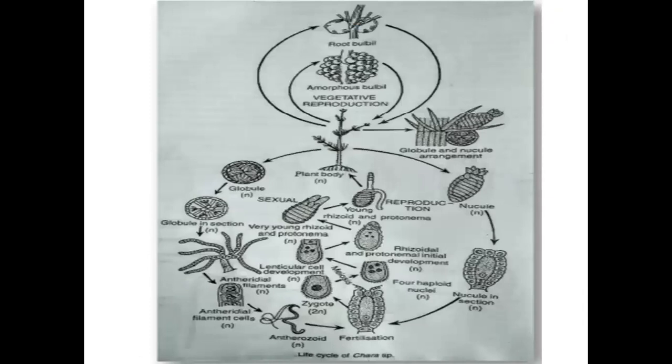And this is a schematic representation of the whole life cycle of Chara. So Chara is a very important type as far as your exams are concerned, and important points are that Chara is also known as stonewort. So remember that name. And also the sexual reproduction in Chara, the sex organs, globule and nucule, and their role in sexual reproduction. All these are very, very important. And also sometimes they will ask about vegetative reproduction, that is bulbils, secondary protonema, etc. is also important.